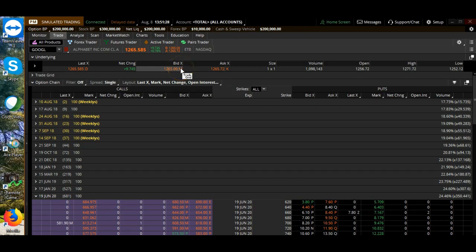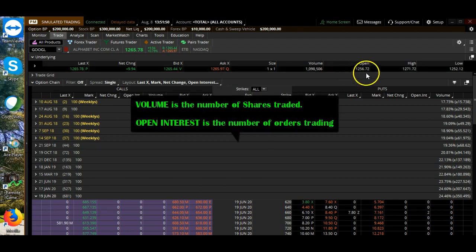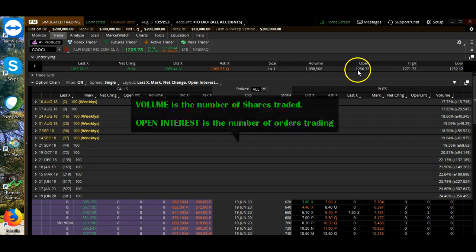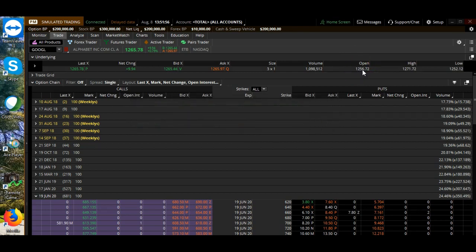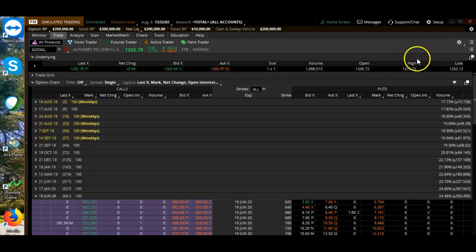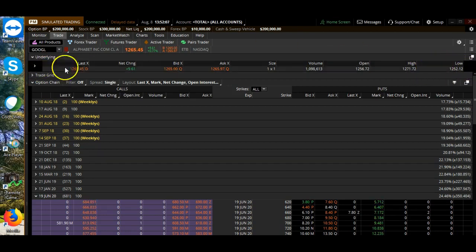This is the bid price. This is the ask price. So if you want to buy, you're going to buy at this price. If you're going to sell, the platform will sell at this price, and so on. I'm not too sure what this is. This is the volume trading. So right now, there are 1 million plus orders being traded. Open is the open interest. It tells you how many orders are out right now. The high of the day has been 1271 and the low of the day, okay, so that's that line right there.